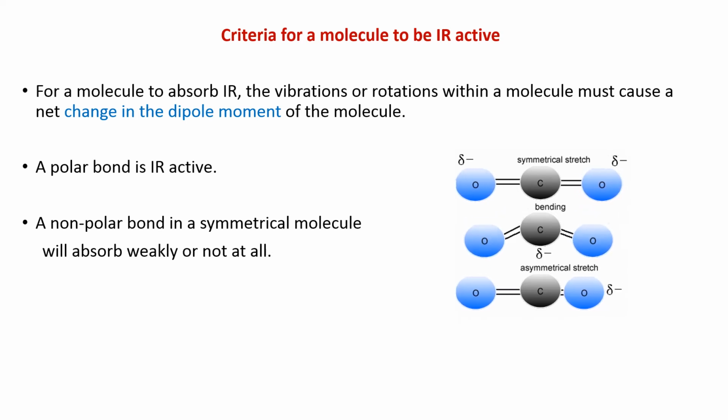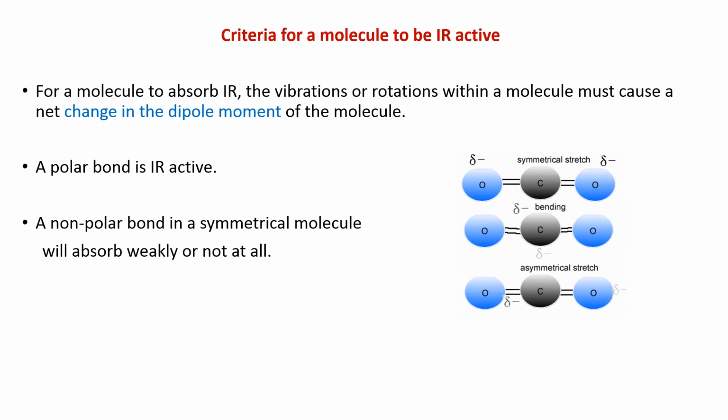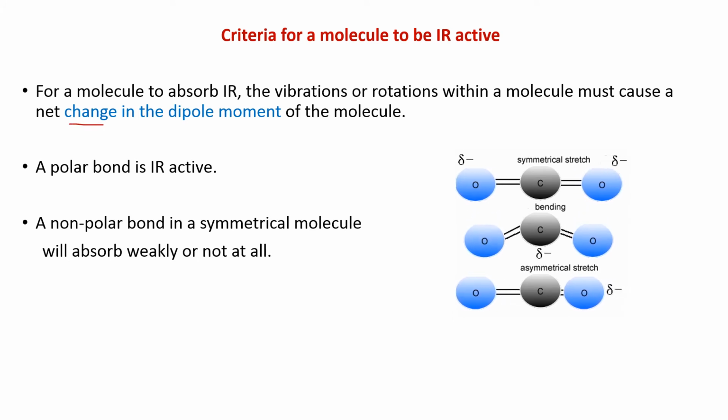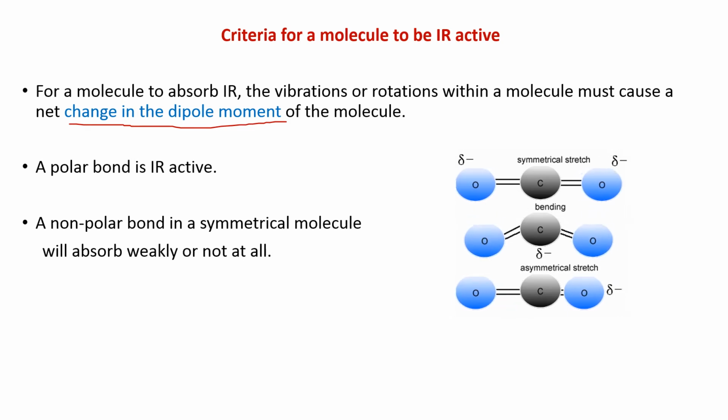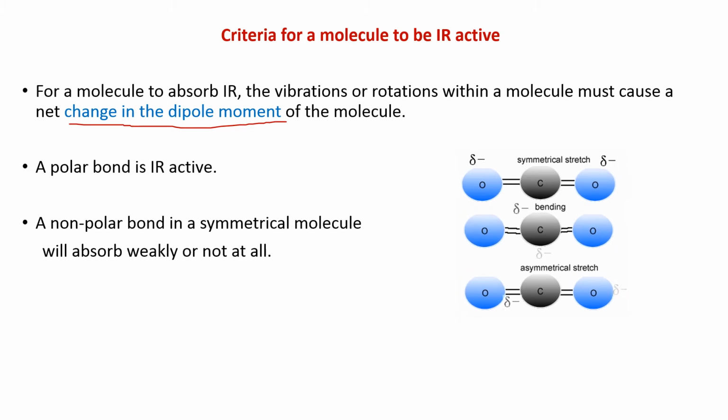For a molecule to absorb IR radiation, the vibrations or rotations within a molecule must cause a change in dipole moment. Must cause a change in the dipole moment of the molecule. Only polar bonds are IR active because they exhibit a change in dipole moment. A non-polar bond is said to be IR inactive.